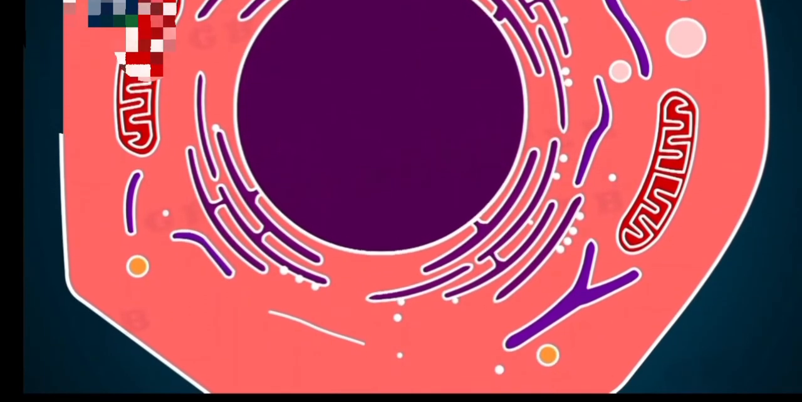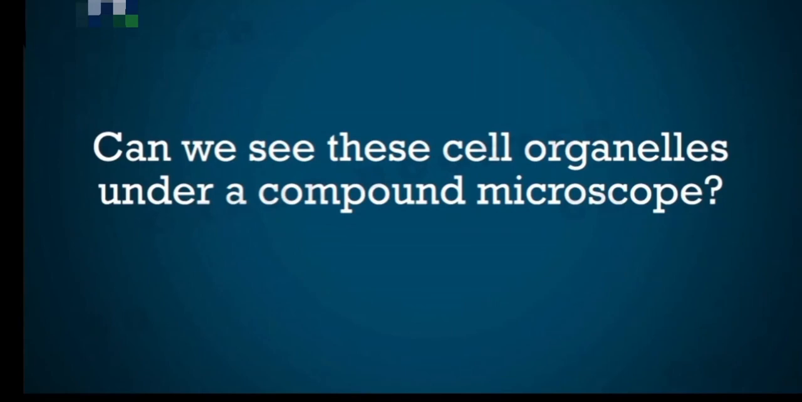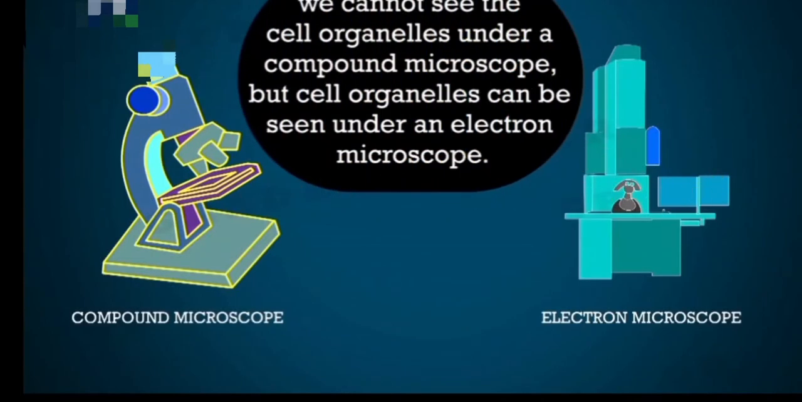Can we see these cell organelles under a compound microscope? No. We cannot see the cell organelles under a compound microscope, but cell organelles can be seen under an electron microscope. In the next video, we will learn the structure and functioning of each cell organelle.